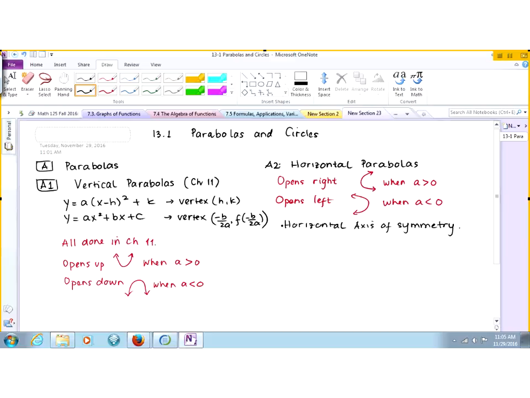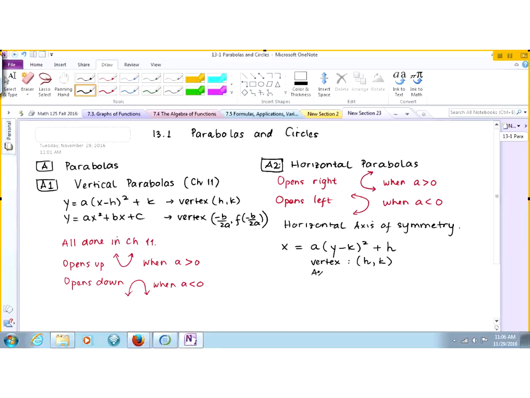Now, the equation is a little bit different. So it's going to look like this. X is equal to a times y minus k squared plus h. Just switch the letters around. So it's x equals. Before it was y equals, right? So y equals is vertical, x equals is horizontal. So x equals is horizontal parabolas, and then y equals is vertical. Now, can you tell me the vertex? It's still h comma k.